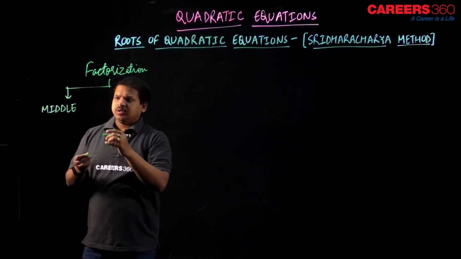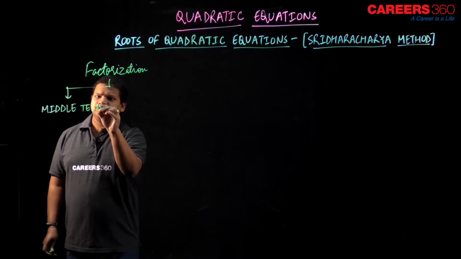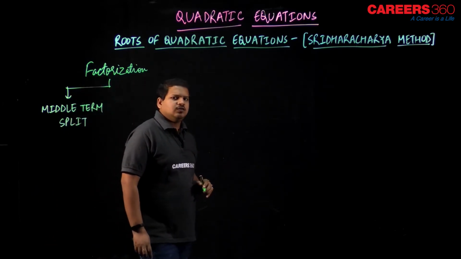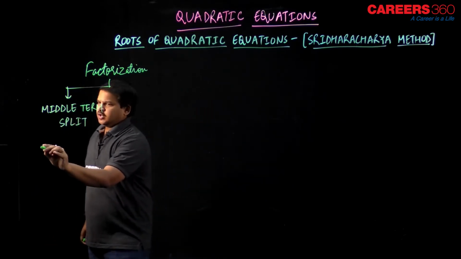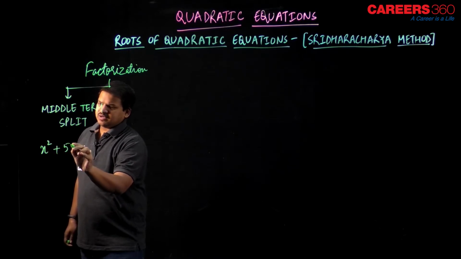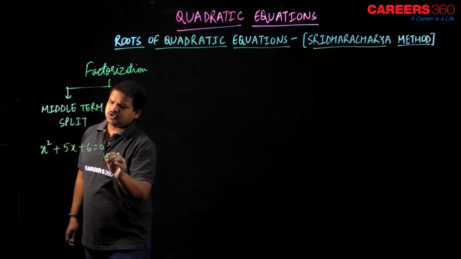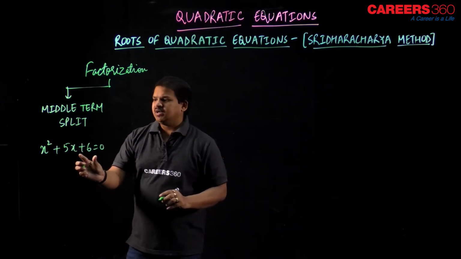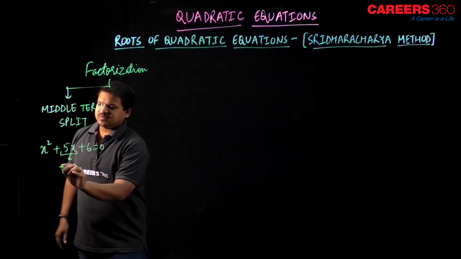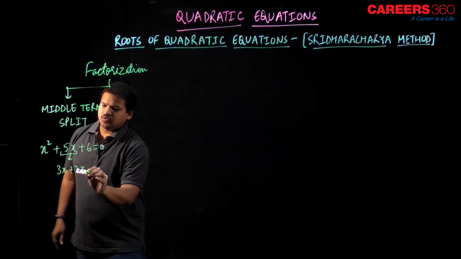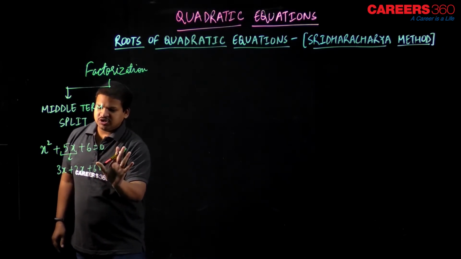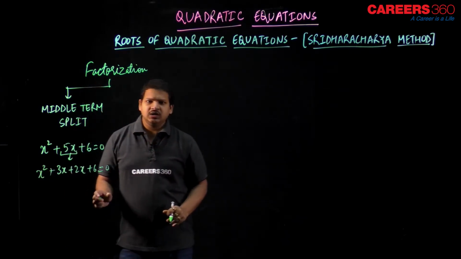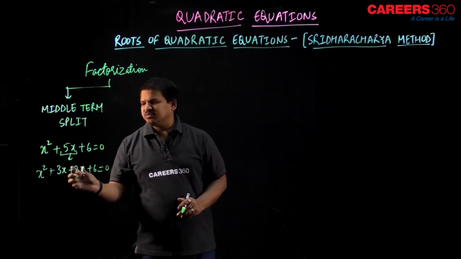Middle term split method, in which what we did, for example, there is this equation x square plus 5x plus 6 is equal to 0. Then we split the middle term, this as 3x plus 2x. And what was the logic behind this split? I hope you all remember this method.